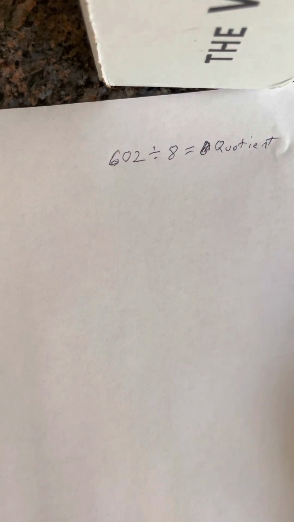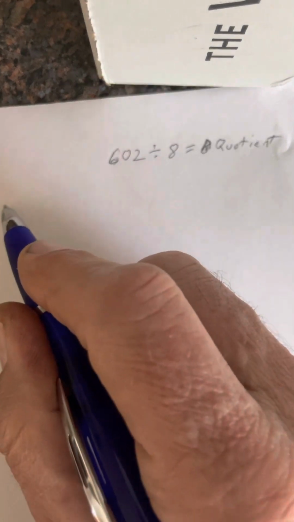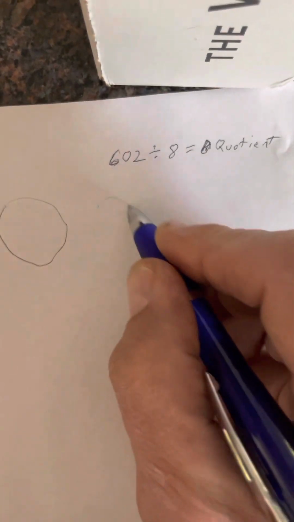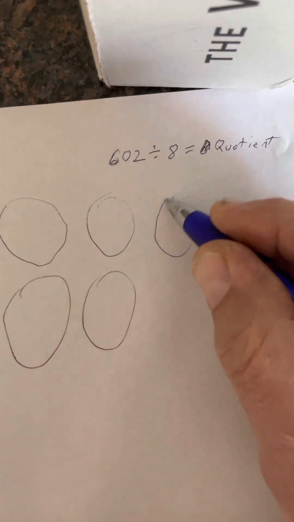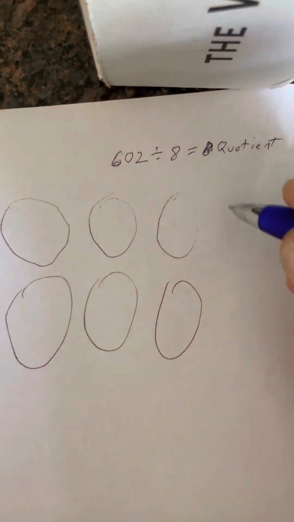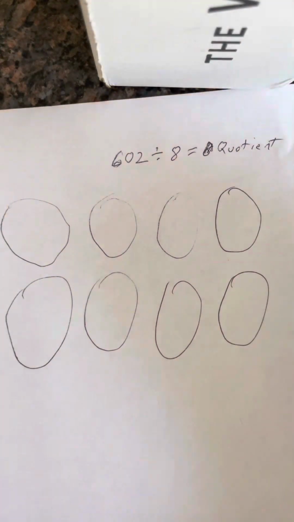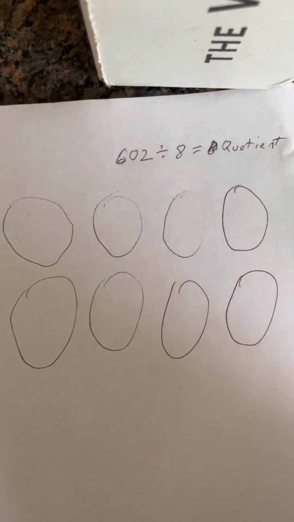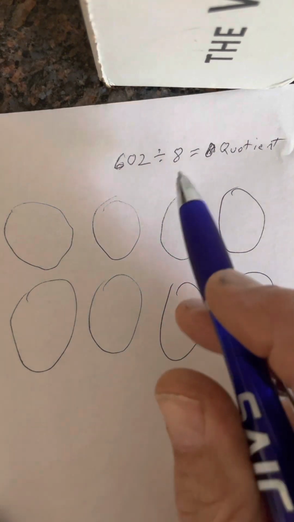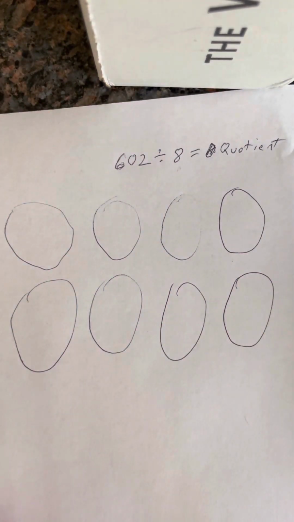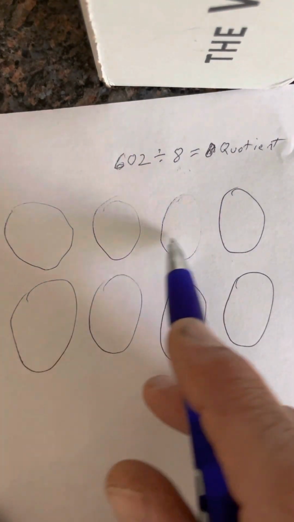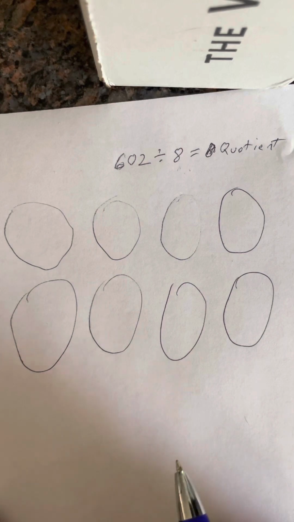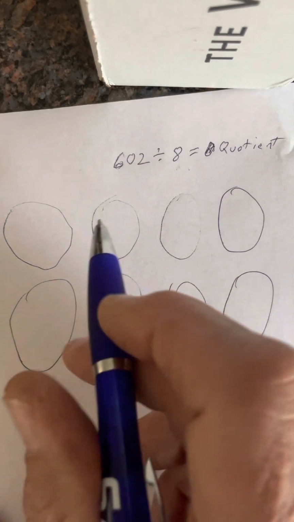Okay. Since it's just repeated subtraction, I could do something as simple as draw 8 circles. In the most basic form, this is exactly what I would say to do. So I have 8 circles drawn, and I'm dividing by 8. So I'm going to divide 602 things into 8 circles, and I'm going to subtract out 8 at a time.